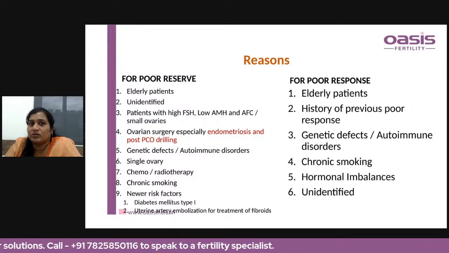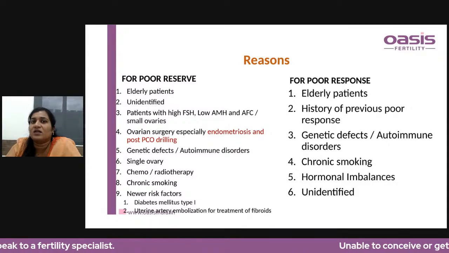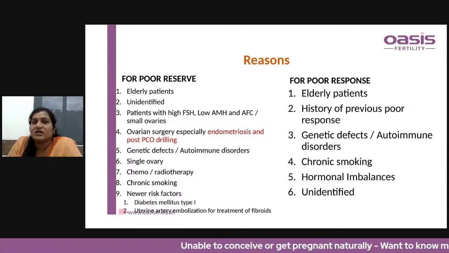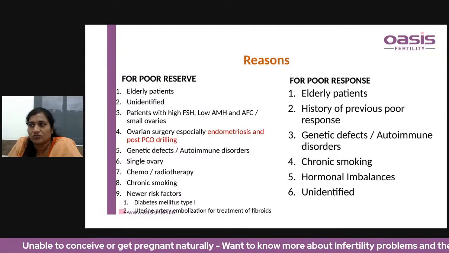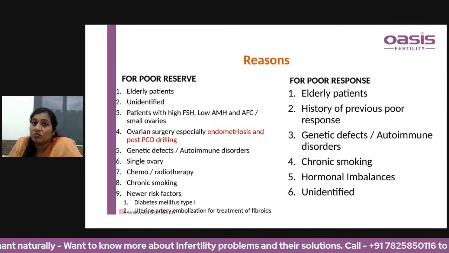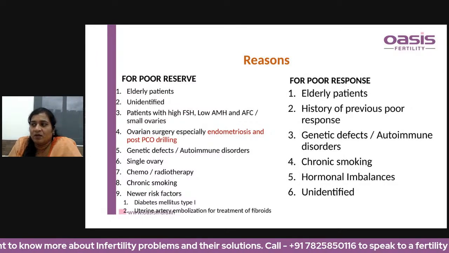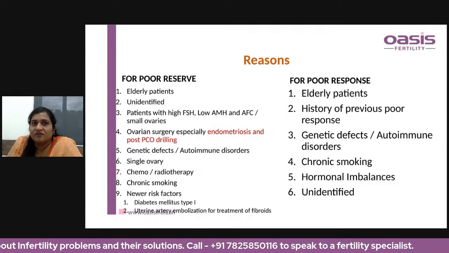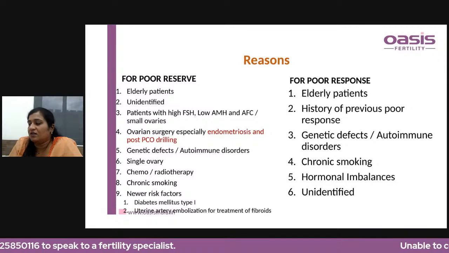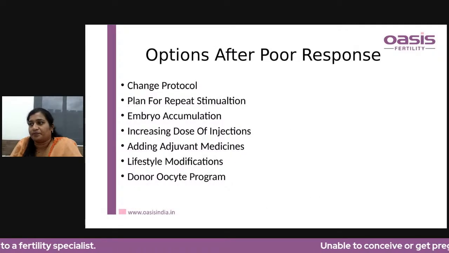Reasons for poor response. In this, we are talking about women who have a good number of eggs, but they are not yielding so much when we are trying for an IVF. These patients are usually elderly patients, and they will usually have a history of poor response also. Genetic defects and autoimmune defects can cause this. Chronic smoking also can cause this problem. And hormonal imbalance, like if the thyroid is not corrected or if prolactin is not corrected, then also they cannot give an optimum response, and unidentified causes are also there.